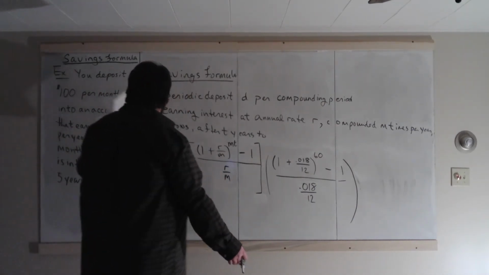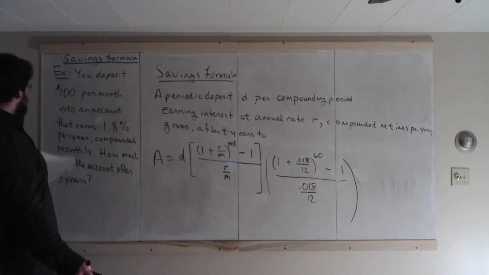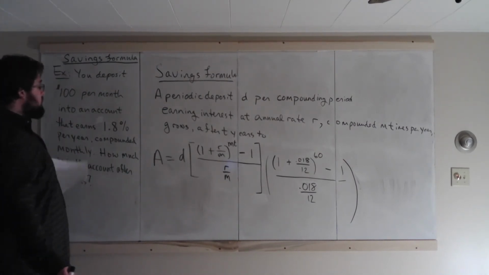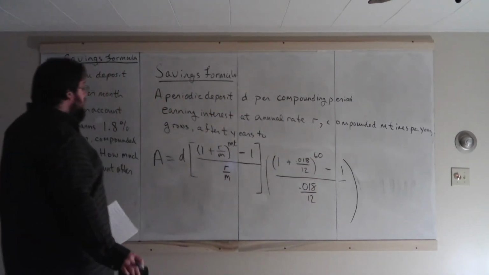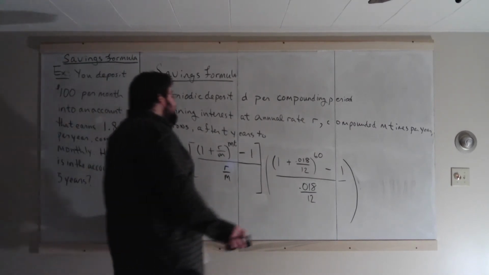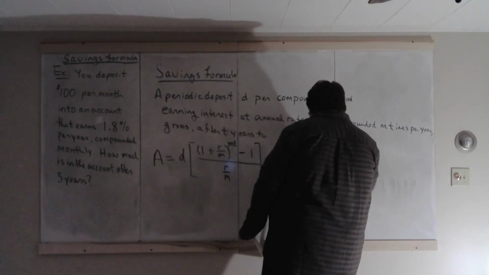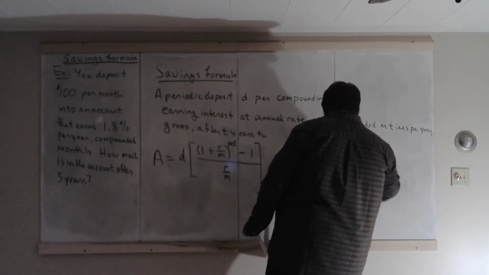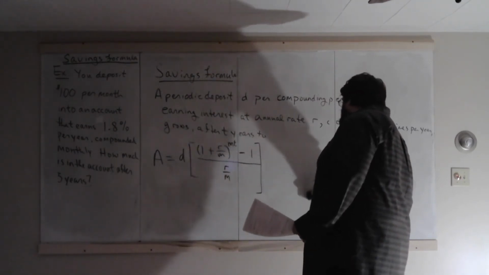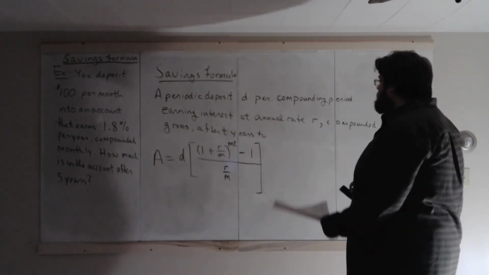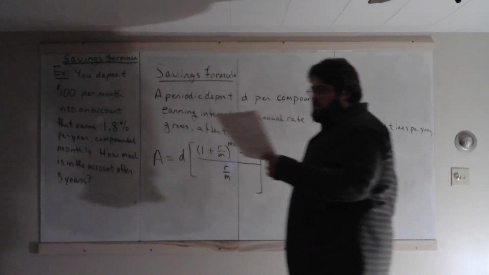And notice in this previous example, D would equal 100, R 0.018, M is 12, T is 5. So notice that exponent is 12 times 5. And that was all of the variables. So this savings formula is useful. We'll actually see it again in a slightly different context. Well, I guess it's really the same type of context, but a different type of observation will be required for it. But let's look at another example.